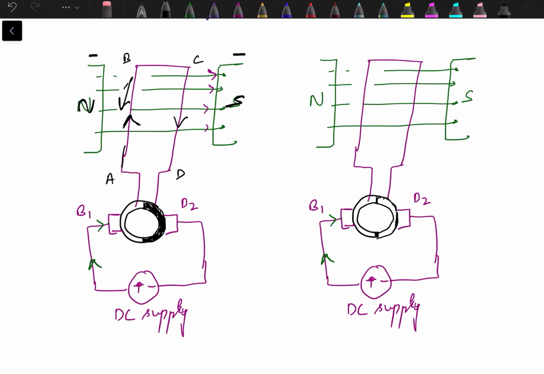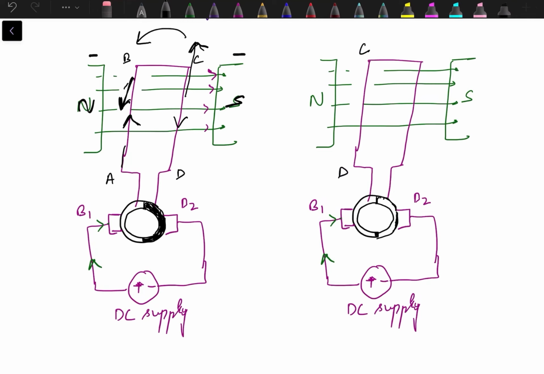And when we look at conductor CD, direction of field is same. Now current is flowing from C to D. Using Fleming's left-hand rule, we can find out the direction of force and it will come out as upward direction. Since CD is experiencing a force in upward direction, and AB in downward direction, it will start rotating in anti-clockwise direction. After 180 degrees, what will happen?